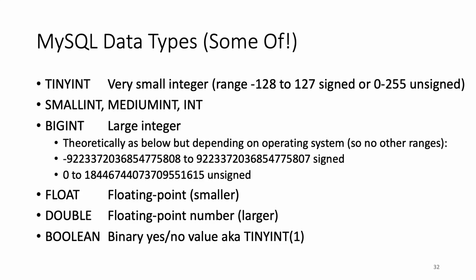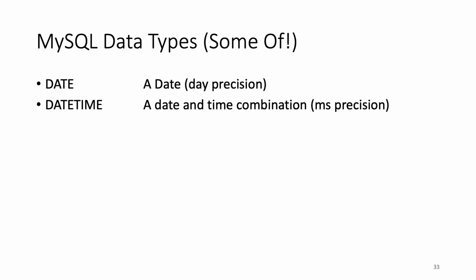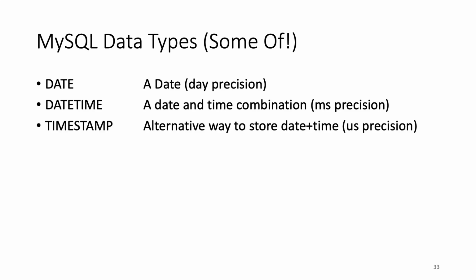Yes or no. So now dates. Date, exactly right, day precision. DateTime, a date and time in combination, a specific date, a specific time. Timestamp, another way to store date and time. So DateTime has microsecond precision, timestamp millisecond precision. Time, just time. Year, just the year.